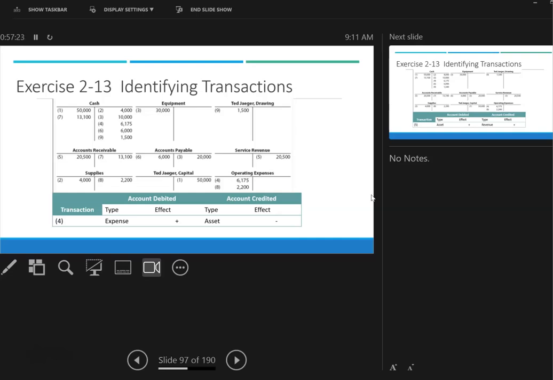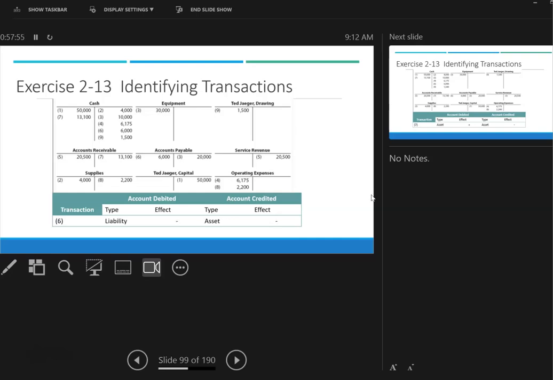Next, for number five, we have a revenue account that gets credited for $20,500, and it looks like an accounts receivable that was debited for the same amount. What is this about? Provided a service. We provided a service on account, didn't we? We didn't get the cash yet, but we're going to.